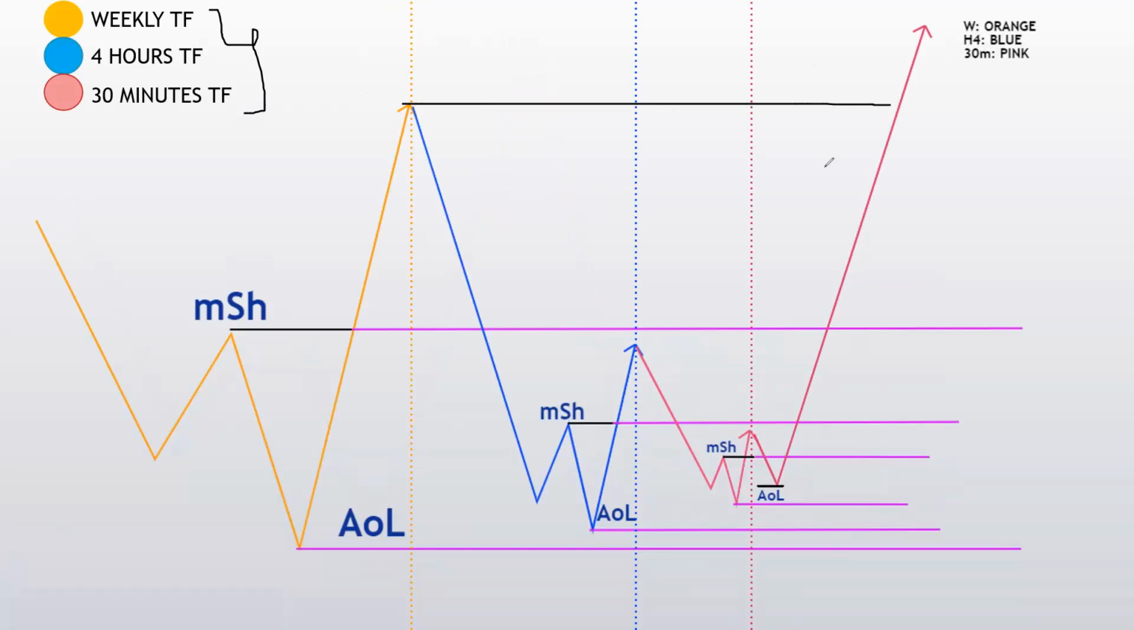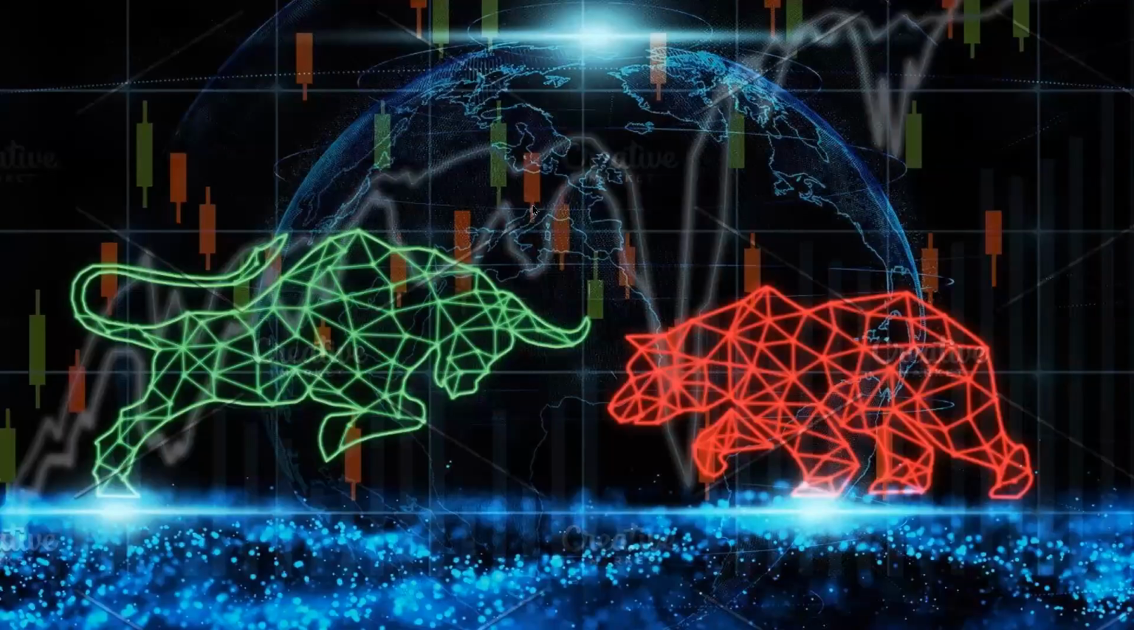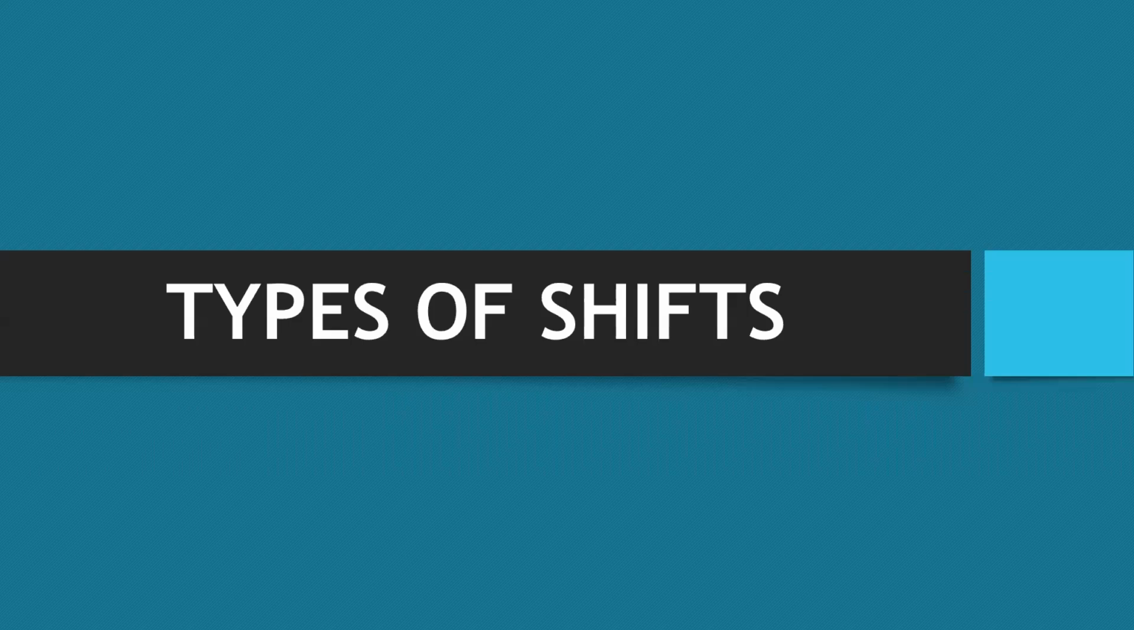So you can take your entry with a very high risk to reward ratio. But this is on a basic level. Now let us first see how a shift is actually categorized. We have types of shift, and these types of shift are categorized based on the formations that the shift performs when the market is performing that shift.